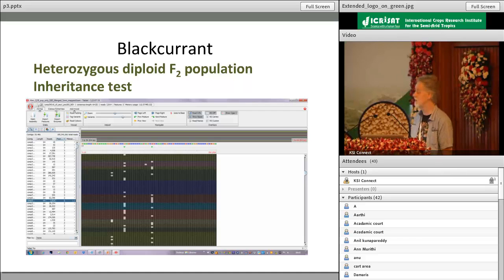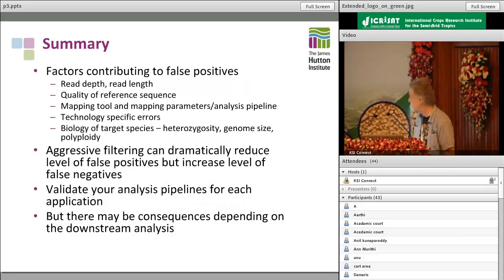Clearly, it's a much bigger issue if you're starting to use this type of technology for looking at large-scale germplasm surveys. Okay, so I'm going to try and summarize here at this point and give a chance for some questions. There are clearly a number of factors that can contribute towards false positives, and I don't want to depress people. If you think quite hard, there are things you can do about it.